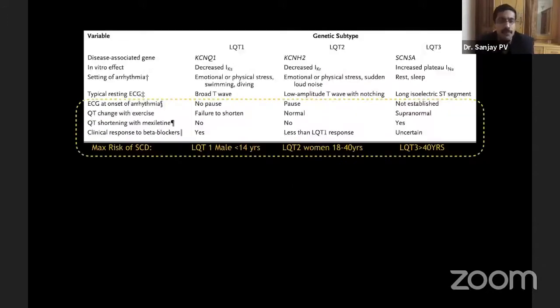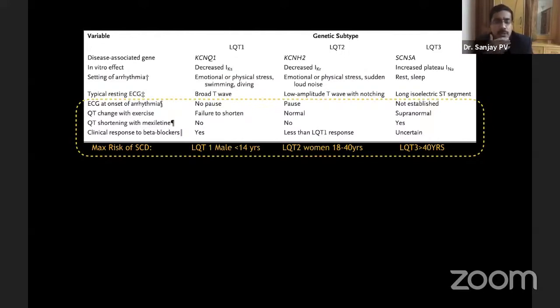So just a quick recap. We have the three most common, long QT 1, 2, and 3. I'd like to direct your attention to the potassium channel. The IKs is involved in long QT1, IKr in long QT2, and these are two loss of function mutations, and the INa in SCN5A is a gain of function mutation. Long QT1 is usually seen with exercise. This is particularly because IKs is responsible for shortening of the QT interval when the rate increases. Because of the loss of function mutation, as you exercise, the QT doesn't shorten and the patient has symptoms only with exercise.